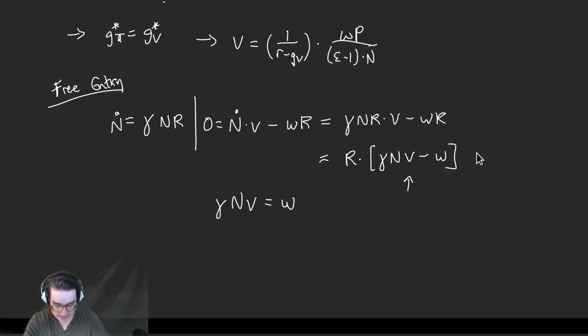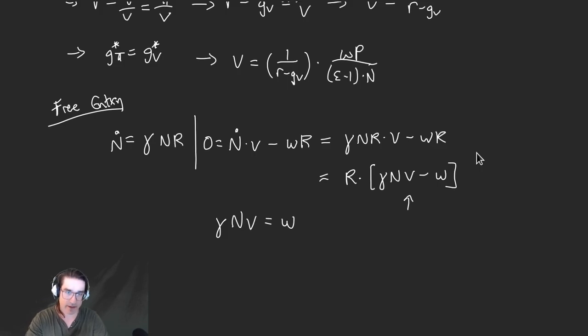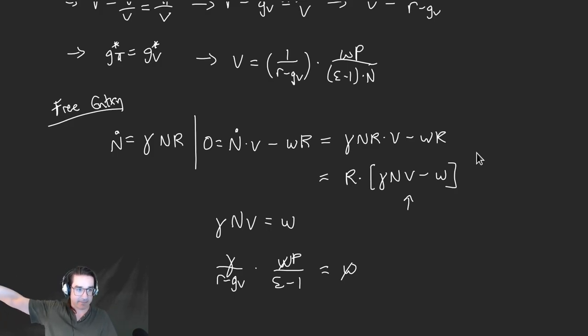I know I'm over time, but just to give a little preview, if you plug in for v, you get gamma over (r minus gv) times WP. The n will cancel there, so this should be equal to W, and then the W's cancel, and we're almost in business. We can almost solve for P. The only thing we don't know is gv, but we can get that. It's actually kind of tricky, but we can do it. And once we do that, we'll be all set.